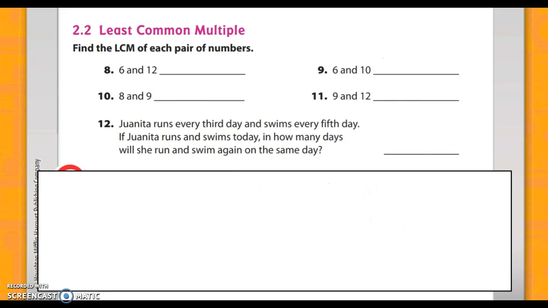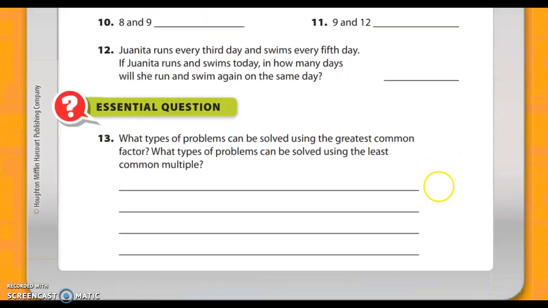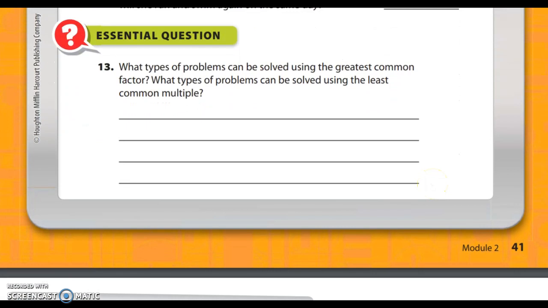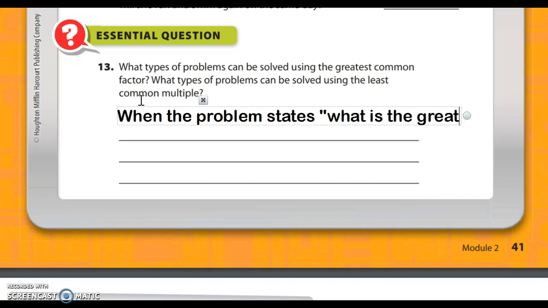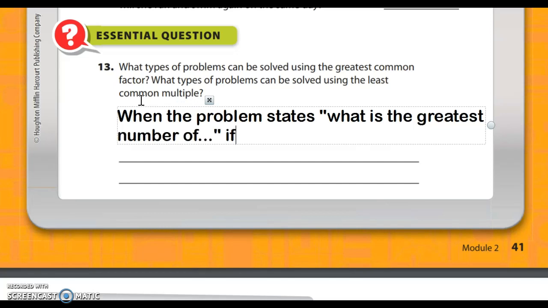All right, let's check out the last question. What types of problems can be solved using the greatest common factor, and what types of problems can be solved using the least common multiple? So here's basically the notes I want you to take on this. When the problem states what is the greatest number of, that's going to be a GCF problem.